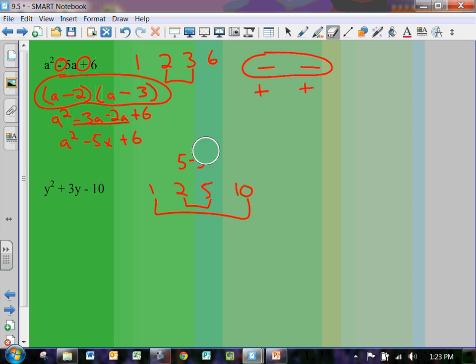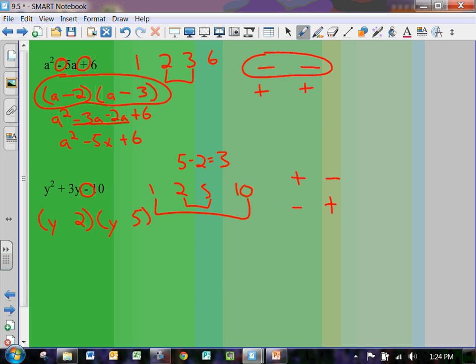5 minus 2 to get us to 3. So we're going to use 5 and 2 here because they can subtract to give you the 3 in the center. So we know that we've got our y's in front, so y and y to get you y squared. And we're using a 2 and a 5, so 2 here, 5 there. Our minus sign from our step 3 means that we're either going to do plus minus or minus plus. Now this is the tricky one to figure out which ones you need to use.